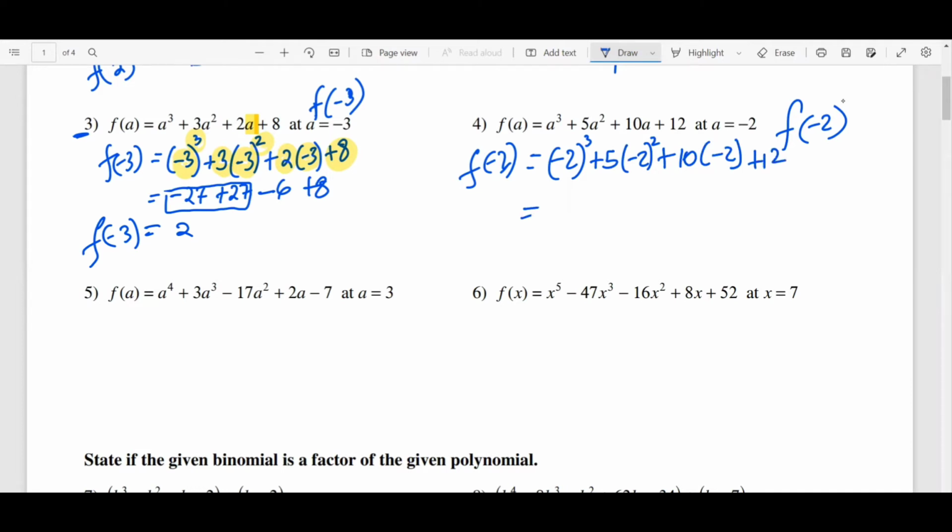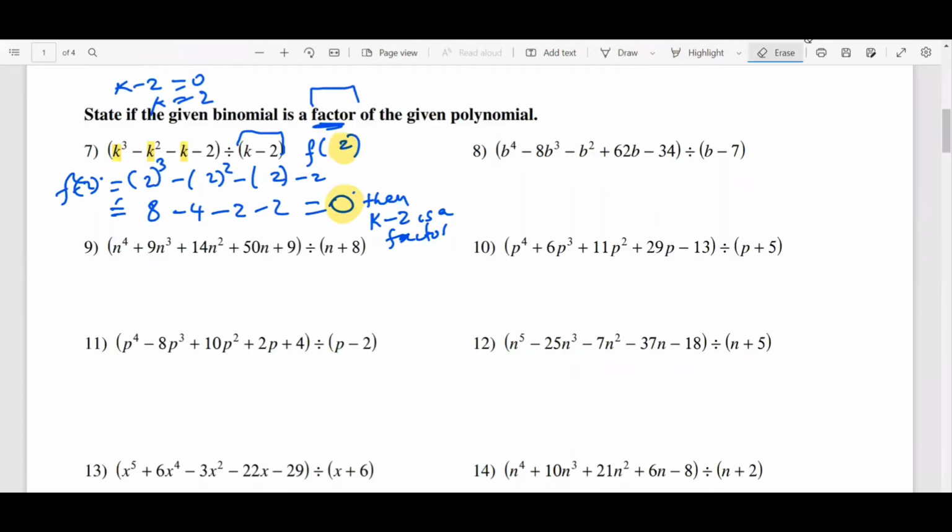-2 raised to the third is going to give us -8. -2 squared, that's 4 times 5, that's +20. 10 times -2 is -20. And then there's a plus 12. Definitely, when we put all of this together, we could see here that positive 20 and -20 is a 0, -8 plus 12, and that's a +4. So there we go. All right.